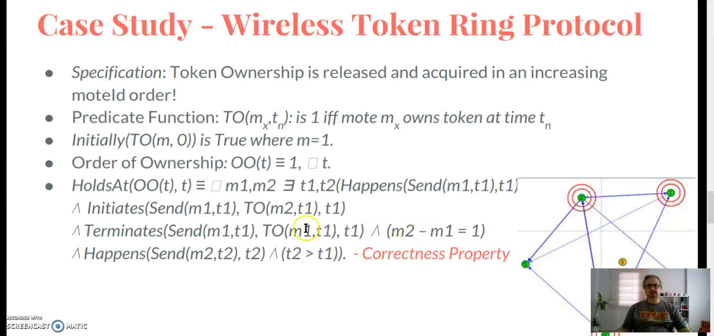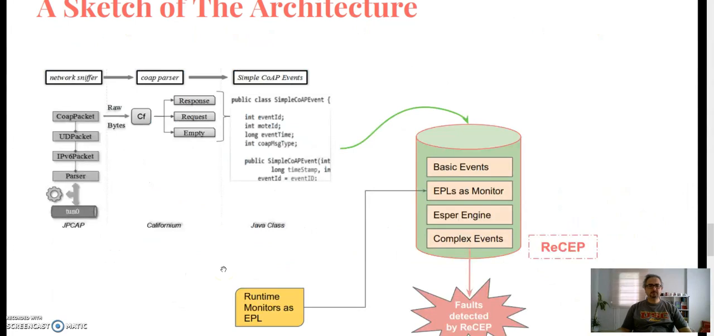So it states simply that a send message occurs. Two consecutive send messages occur from two different nodes, and if you observe that the later node ID is 1 greater than the previous node ID, then this predicate function holds true. So this relation must be observed in all send events. Let's see how we implemented that in our experiment.